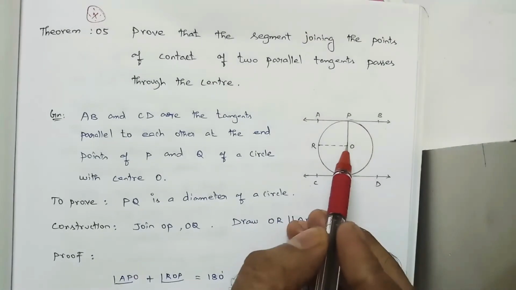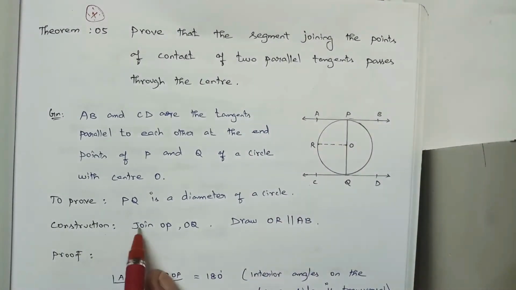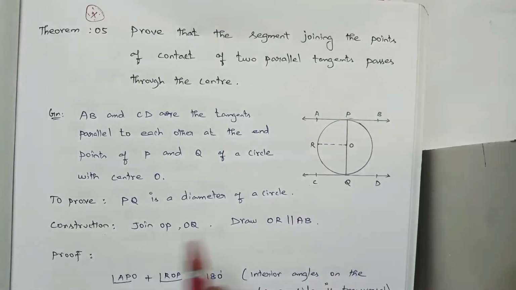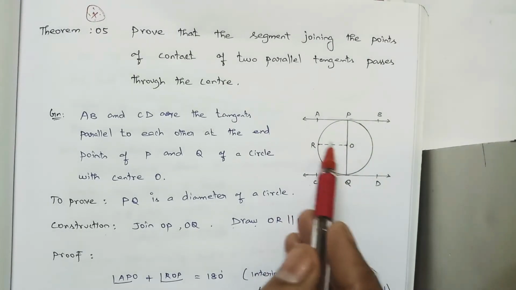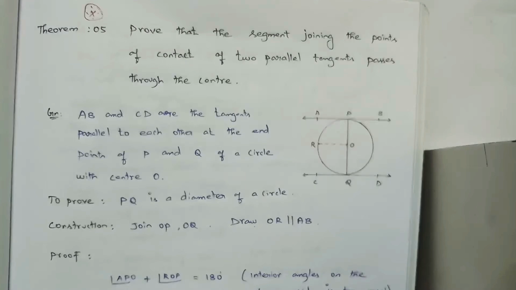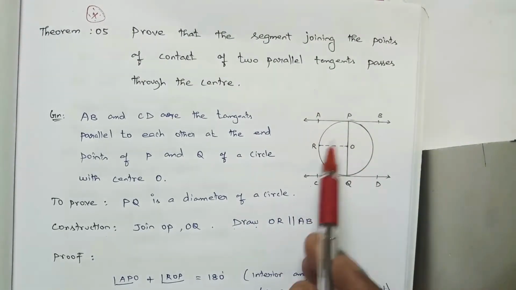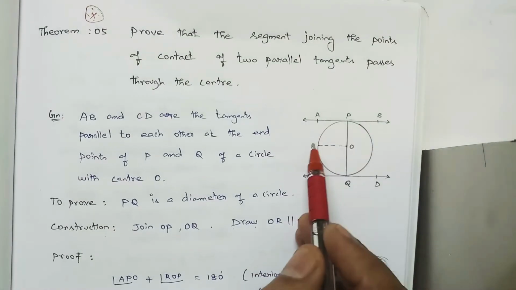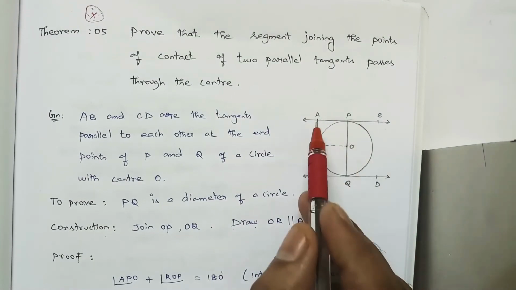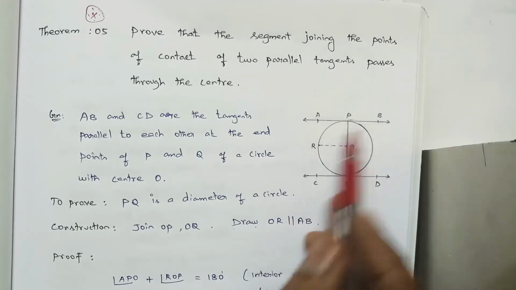So first, from the center point O, I am joining. Construction: join OP and OQ, and draw OR parallel to AB. I am just drawing it. Proof: OR is parallel to AB.